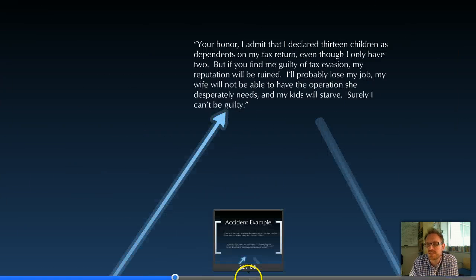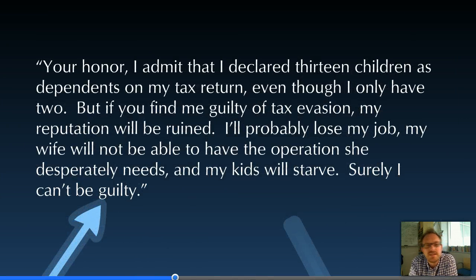But here's the example that Hurley gives us. Your Honor, I admit that I declared 13 children as dependents on my tax return, even though I have only 2. But if you find me guilty of tax evasion, my reputation will be ruined. I'll probably lose my job. My wife will not be able to have that operation she needs, and my kids will starve.